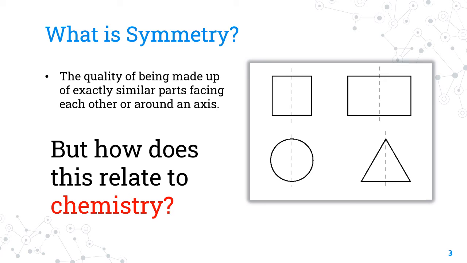Before I get any deeper into the video, I want to make sure my audience has a clear understanding of what symmetry is. Symmetry is the quality of being made up of exactly similar parts facing each other around an axis. But the big question is, how does symmetry relate to chemistry?